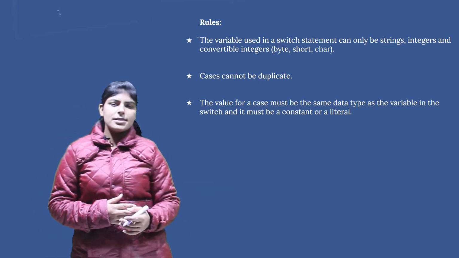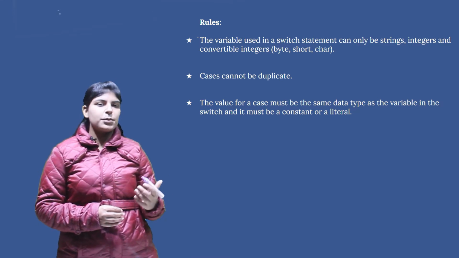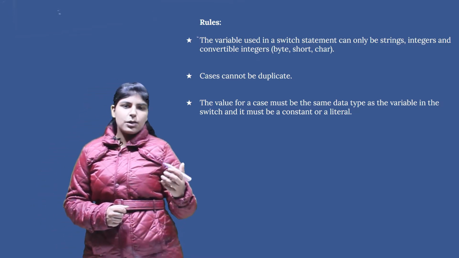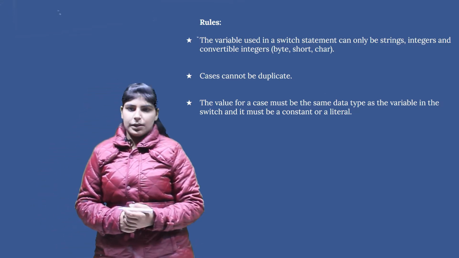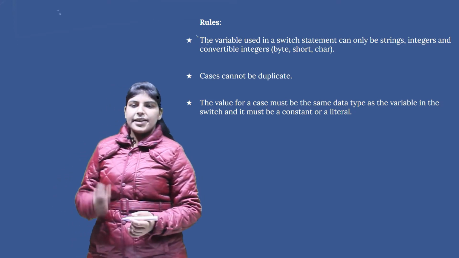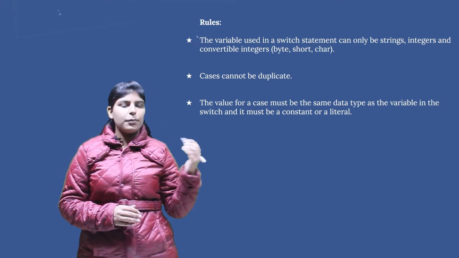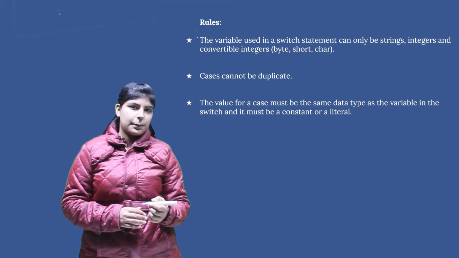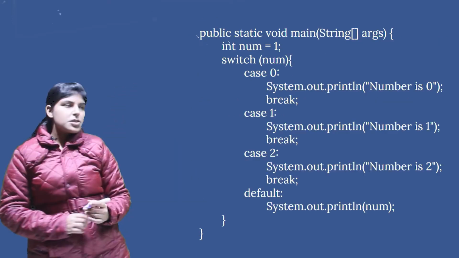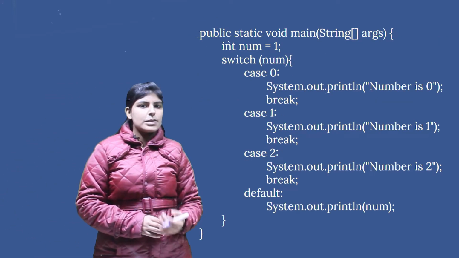And the next rule is the value of the case must be of the same data type as the variable which is given in the switch statement. The last one is the data type of the case and the data type of the variable given in the switch statement must be same. So now let us see an example involving switch statement.